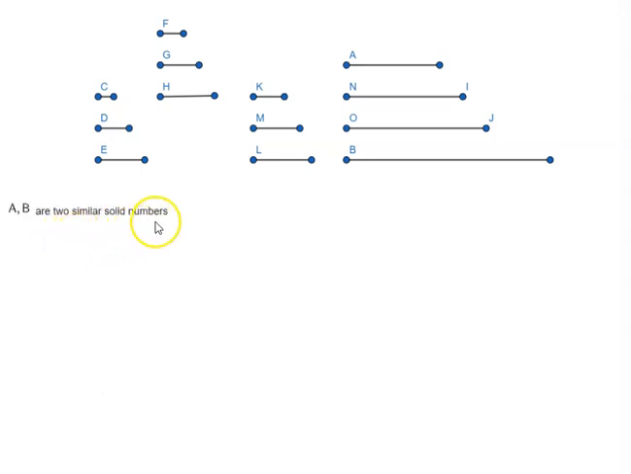A and B are two similar solid numbers. Solid numbers are basically product of three numbers. Previously we saw similar plane numbers. Plane numbers are product of two numbers. So C, D, E be the sides of A, F, G, H be the sides of B. And similarity means what here? Similar solid numbers. It means C is to D is equal to F is to G. And D is to E is equal to G is to H.